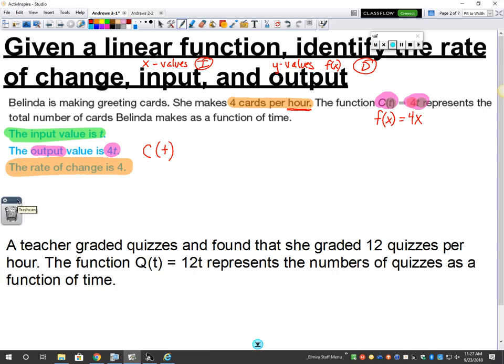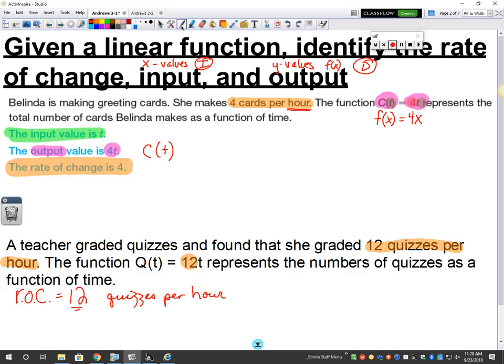A teacher graded quizzes and found that she graded 12 quizzes per hour. So I hear that 12 quizzes per hour. I see the word per. So my rate of change, which I abbreviate ROC, is 12 quizzes per hour, with 12 being the value. Okay, the function, and I see that rate of change in its position right in front of the variable. Okay, Q of t equals 12t represents the number of quizzes as a function of time.